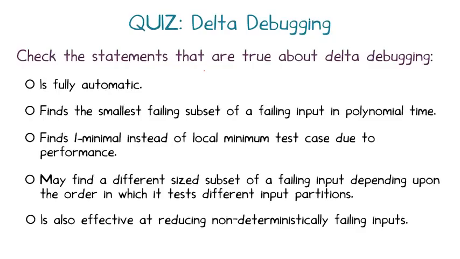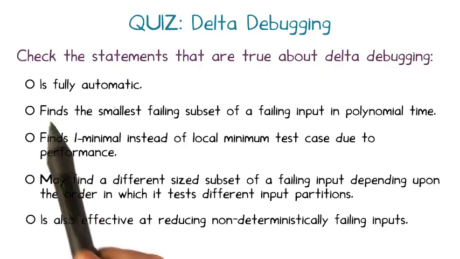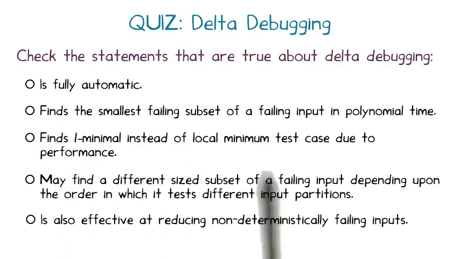As we close this lesson, let's recap the key concepts with the following quiz. Check all the statements that are true about delta debugging. The technique is fully automatic. It finds the smallest failing subset of a failing input in polynomial time. It finds a one minimal test case instead of a local minimum test case due to performance reasons. It may find a different sized subset of a failing input depending on the order in which it tests different input partitions, and it is also effective at reducing non-deterministically failing inputs.